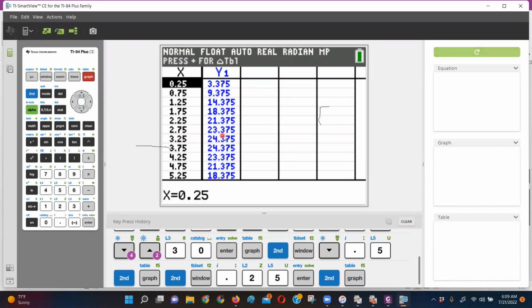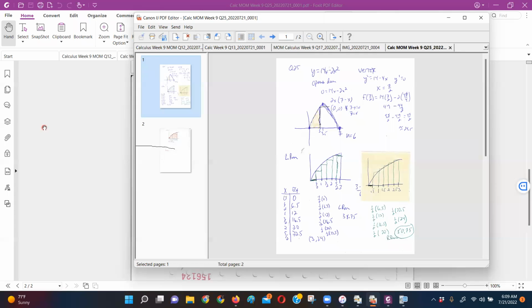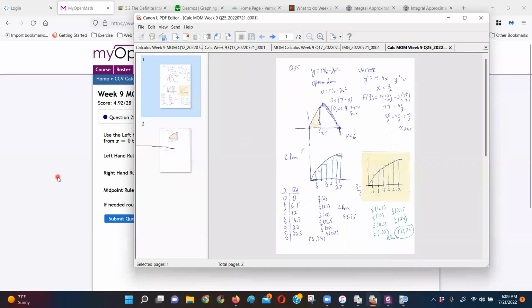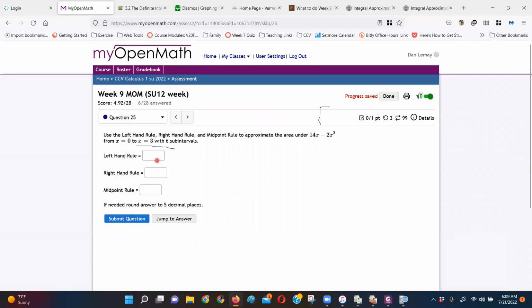Okay, I don't know if you need to see me do all that because it's the same setup. I would just write down 1/2 times that, 1/2 times that, and so on. And then that would be my MRAM approximation. What you should see is that it's the average of the two. They don't ask you this in this math exercise, but that's what happens. It's the average of the LRAM and RRAM.